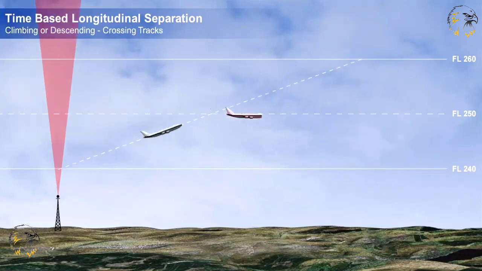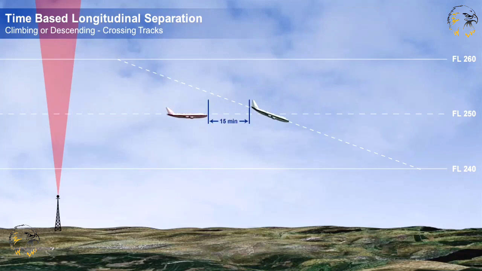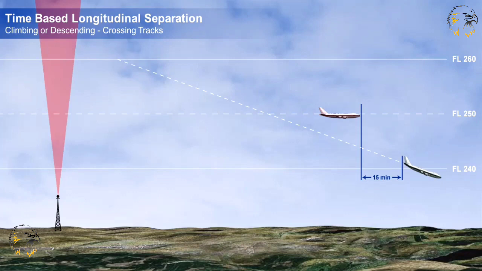For climbing and descending aircraft that are crossing tracks, and vertical separation does not exist, the standard separation is 15 minutes, unless frequent updates of position and speed are obtained, in which case the separation may be reduced to 10 minutes.